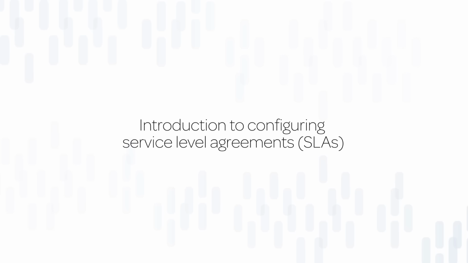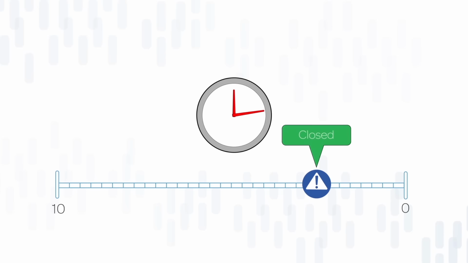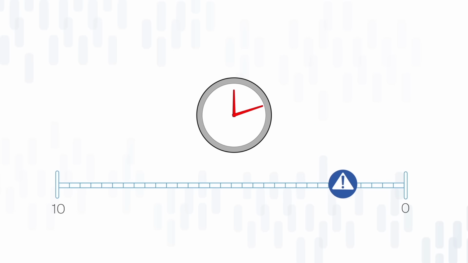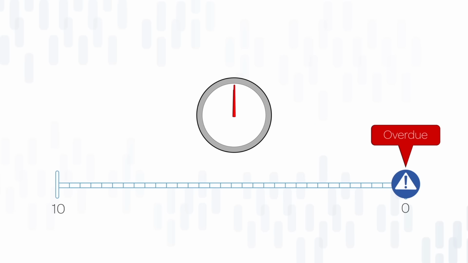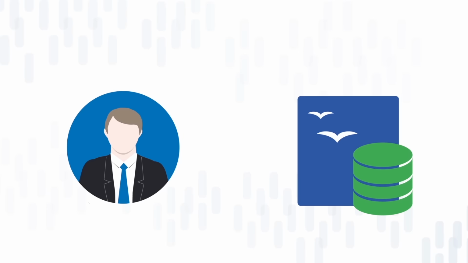This video introduces how to configure service level agreements, or SLAs, in the ServiceNow Express system. An SLA defines an amount of time for a task to be completed, like resolving an incident or fulfilling a service catalog order. If the task isn't completed in that time, it's escalated to receive more attention. The system can even respond to escalated tasks automatically.